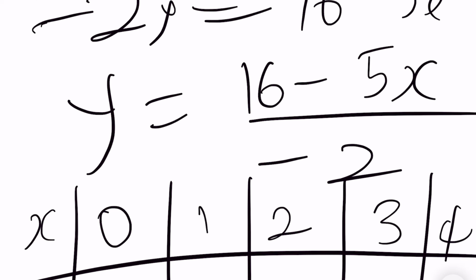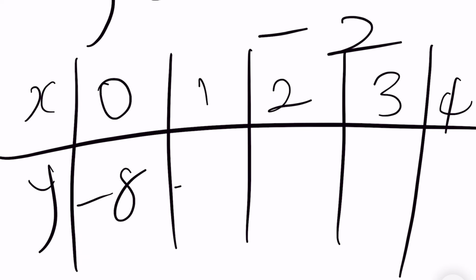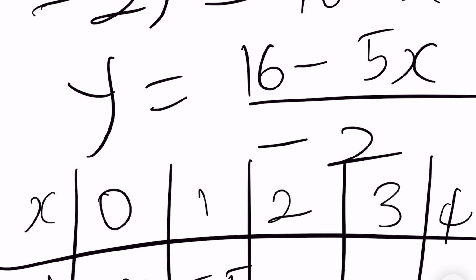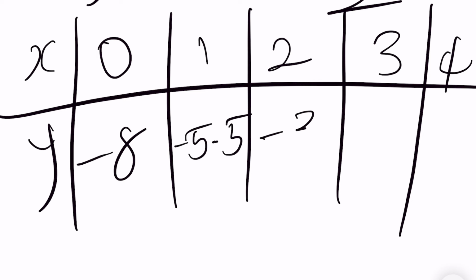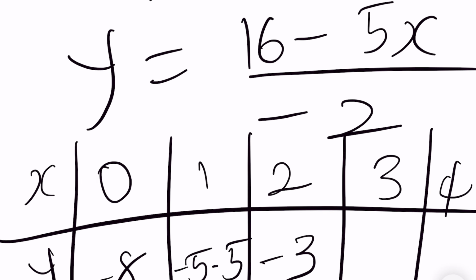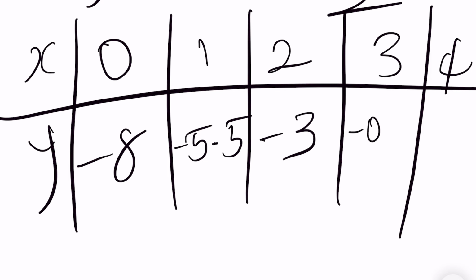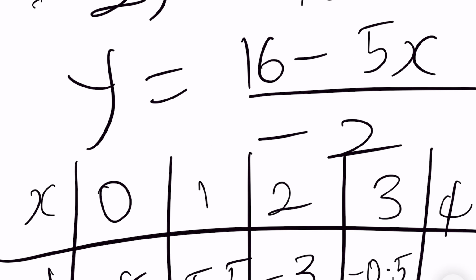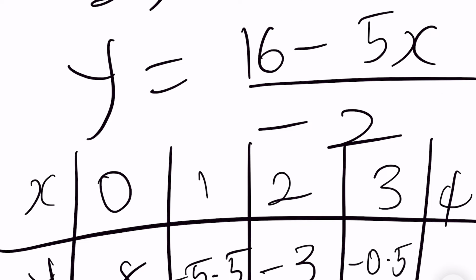At 1, that is 16 minus 5, which is 11. 11 divided by minus 2, we have it to be minus 5.5. At 2, we have 5 times 2, which is 10. That's 16 minus 10, which is 6. 6 divided by minus 2, that's minus 3. At 3, we have 5 times 3, which is 15. 16 minus 15 is 1. 1 over minus 2 is minus 0.5. And we have 4, which is 5 times 4, which is 20. 16 minus 20 is minus 4. Minus 4 divided by minus 2, we have it to be 2.